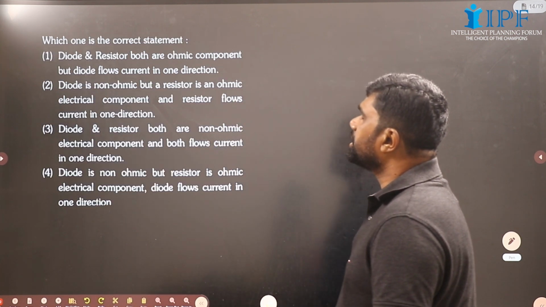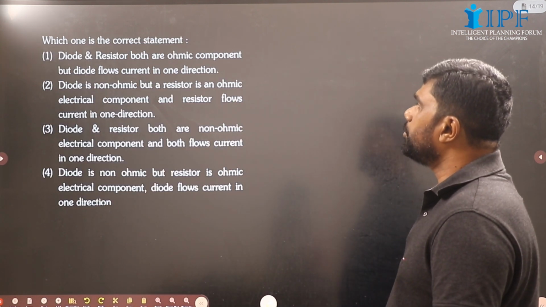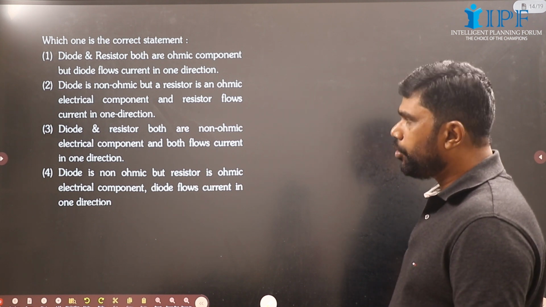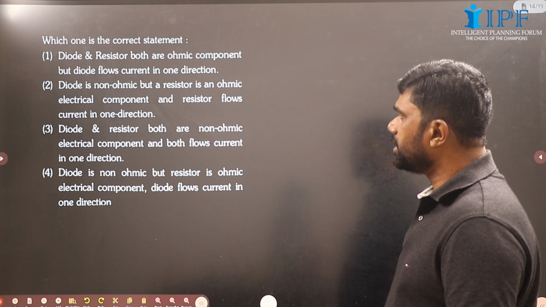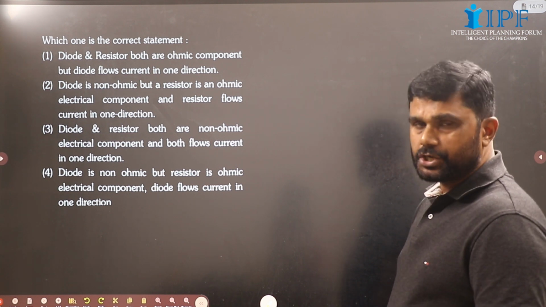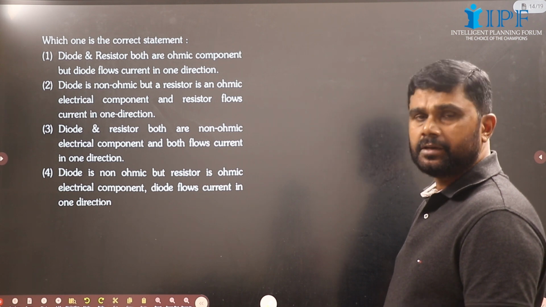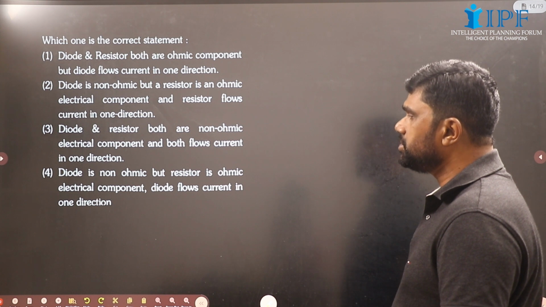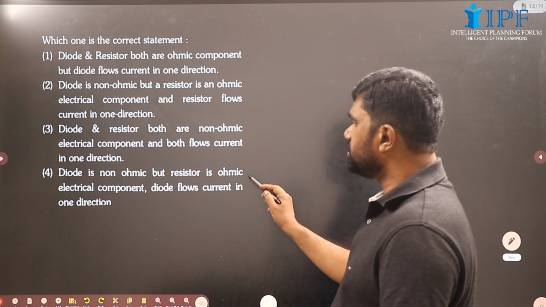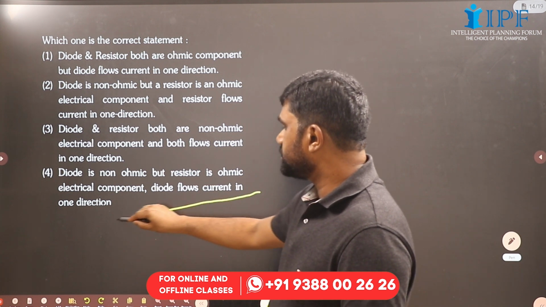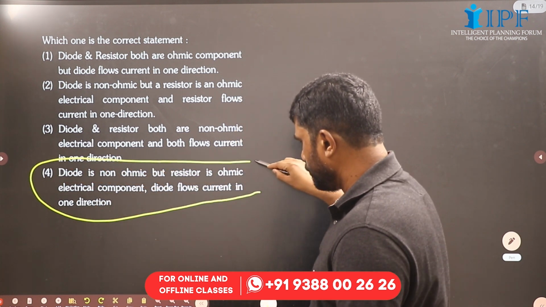Which one is the correct statement? Diode and resistor both are ohmic. That's wrong. Diode is non-ohmic. Diode is non-ohmic, but a resistor is an ohmic electrical component, and a resistor flows current in one direction. No, a resistor can pass current in both directions. A diode and resistor both are non-ohmic. That's false. Diode is non-ohmic, but resistance is an ohmic electrical component. A diode passes current in one direction.